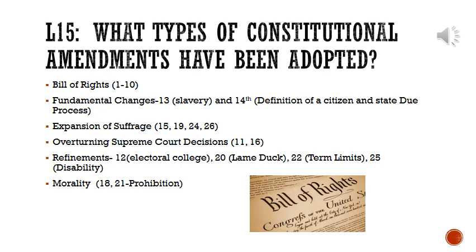Refinements, which deal with the presidency, include changes made to the Electoral College in the 12th Amendment. The 20th Amendment is something called the Lame Duck Amendment. We'll talk more about that when we get to the presidency. The 22nd Amendment is term limits. The 25th Amendment is about presidential disability. We'll get into more detail with these when we get to the presidency portion of our class. And also morality, like the 18th and 21st Amendments, which dealt with alcohol.